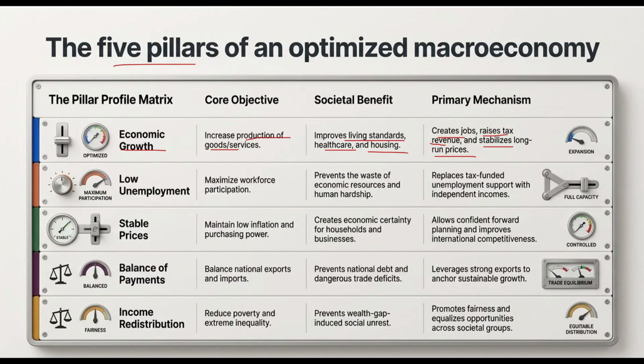Got it? Then we have low unemployment. Okay. So ensuring more people have jobs and income, right? So maximizing workforce participation. And it will prevent the waste of economic resources and human hardship, right? So it replaces tax-funded unemployment support with independent incomes. So people will be able to support themselves, right?